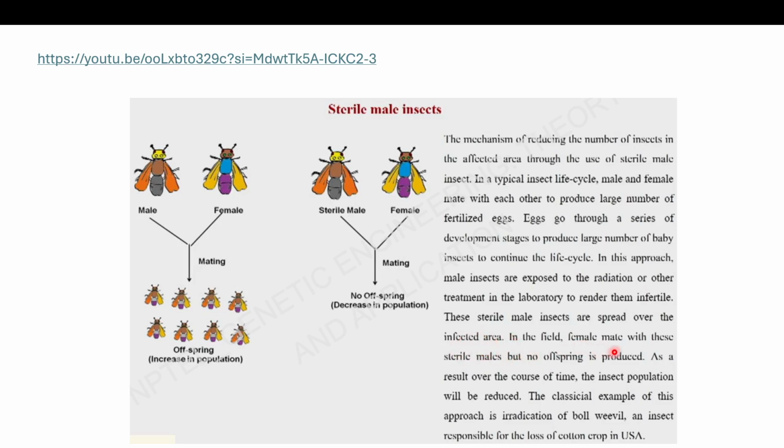In the field, the females mate with these sterile males, but no offspring will be produced, and hence there will be a control on the population. Over the course of time, the insect population will be reduced. The example of this approach is the eradication of boll weevil, an insect responsible for the loss of cotton crop in the USA. Some $1 million loss was there to the US economy back then due to this particular pest. So the answer is: eradication of boll weevil was achieved by the use of option A, sterile males.